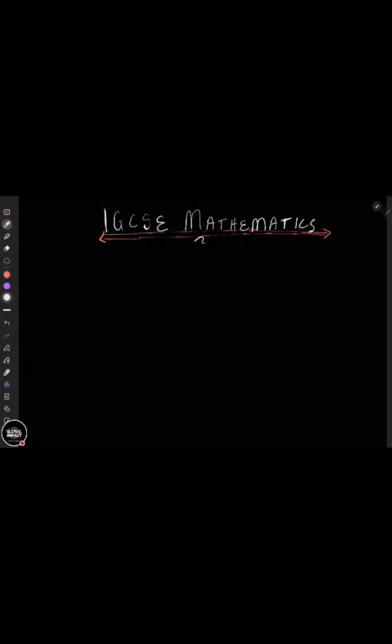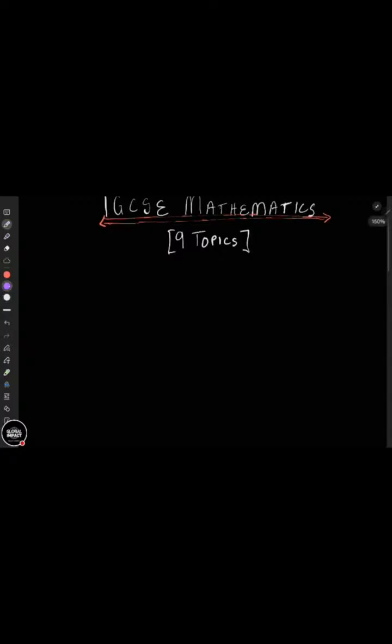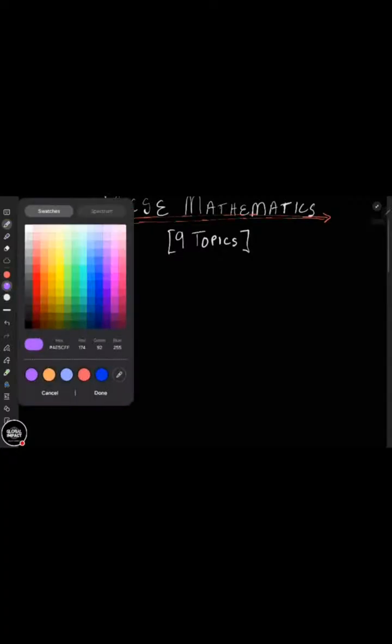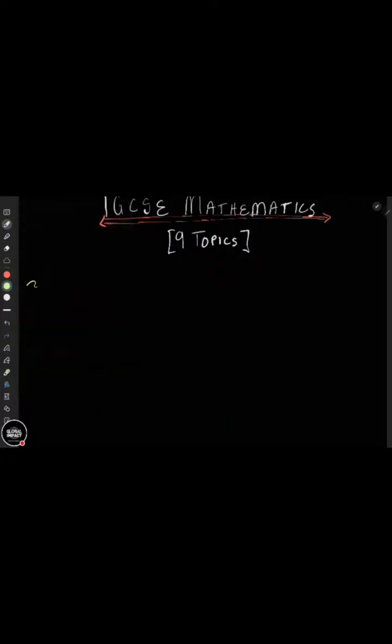IGCSE maths, as I always tell you, has 9 topics. Today I want to show you what I'm going to teach you on, the second topic. Forget anything else, just learn and we move on, little by little until you know everything. Don't rush. Topic number 1 is number. We've been doing a lot of things from this topic.